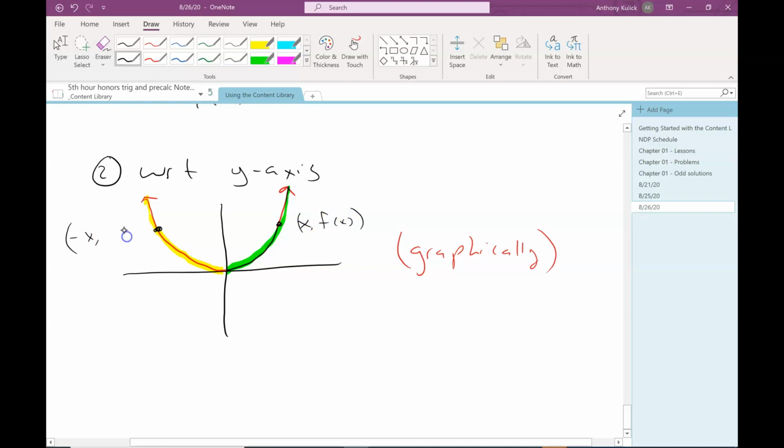Well, I should probably say this as that, right? Negative x comma f of negative x. Everybody's okay with that? Because these 2 points are on the same horizontal line, I know that f of negative x must be the same as f of x. So that's our algebraic interpretation.